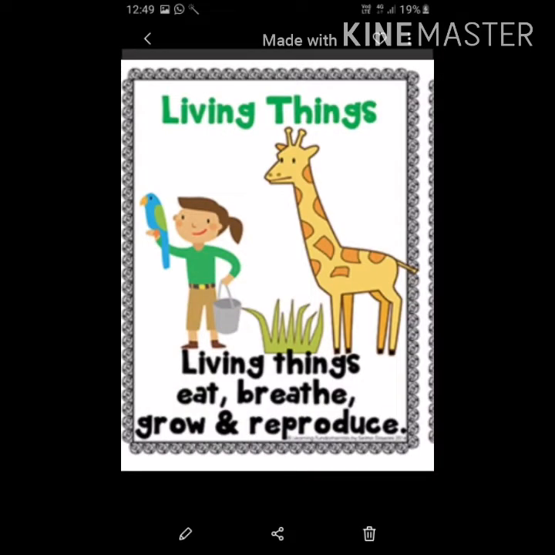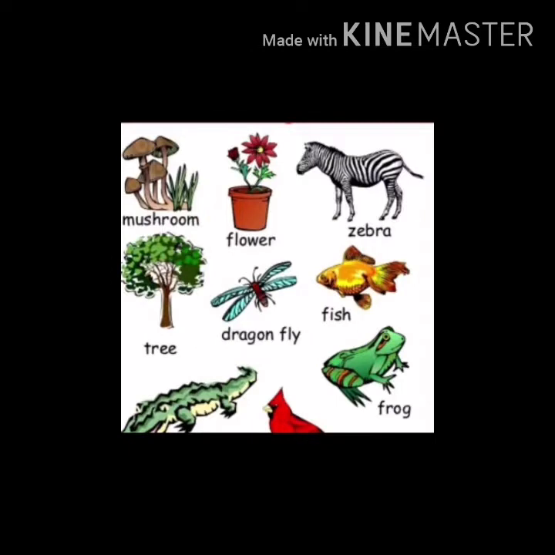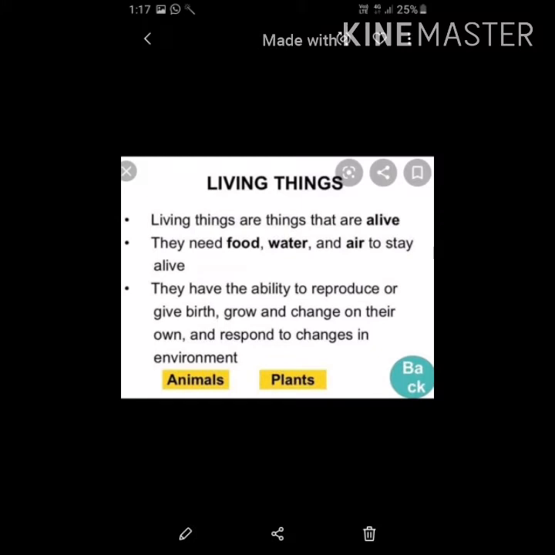Now let's study what are living things. The things that have life are called living things. They need water, food, and air to stay alive. Let's see some examples of living things. What are the features of living things? Let's learn the features of living things. Living things have the ability to reproduce or give birth. They move, grow, and die.